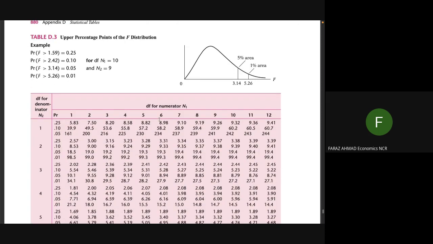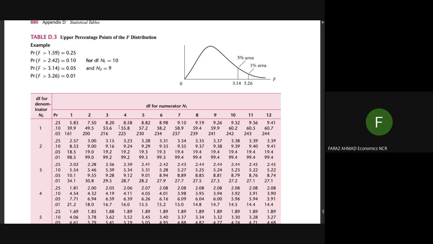You can see that the table shows the area in the right tail for a given F statistic. So if the F statistic is 3.14, then the area is 5%, right? There are degrees of freedom for the numerator and for the denominator, numbers 1, 2, 3, and then there are probabilities here: 0.25, 0.10, 0.05. These are the probabilities.